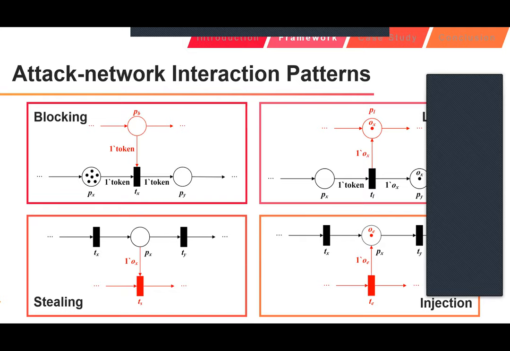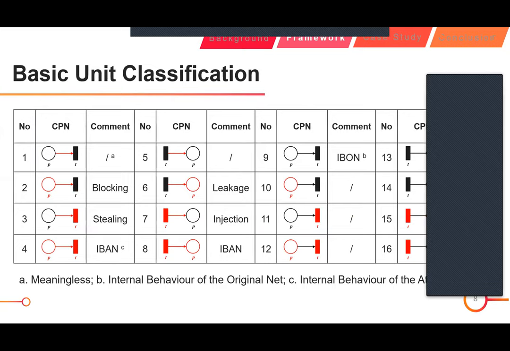As you can see, we list all the possible types of basic units. A basic unit consists of one place, one arc, and one transition, each of which belongs to ONet or ANet. Thus, there are 16 cases. Numbers 2, 3, 6, and 7 are the focused patterns, which will be introduced later. Numbers 1, 5, 10 to 12, and 14 to 16 are the meaningless cases, since both the place and the transition belong to the same net, but not the arc. Numbers 9 and 13 are the internal behavior of the original net. Numbers 4 and 8 are the internal behavior of the attack net.